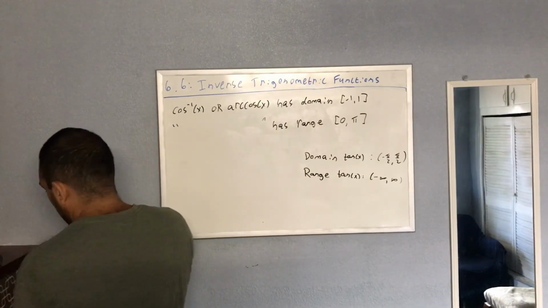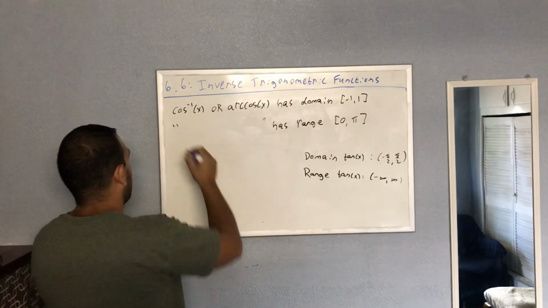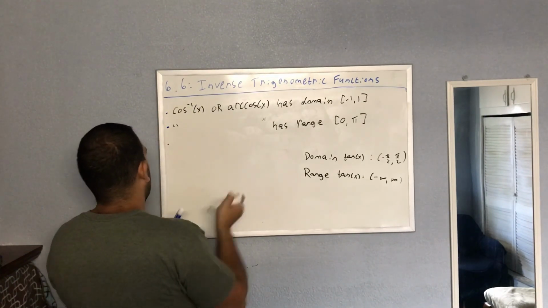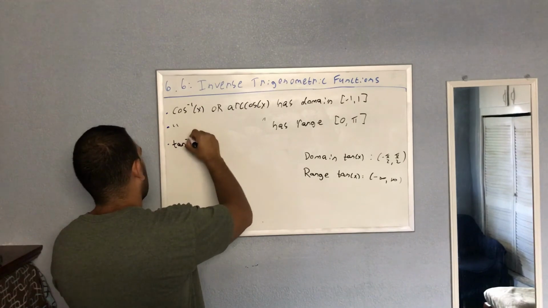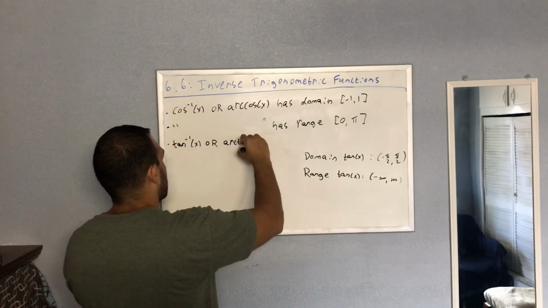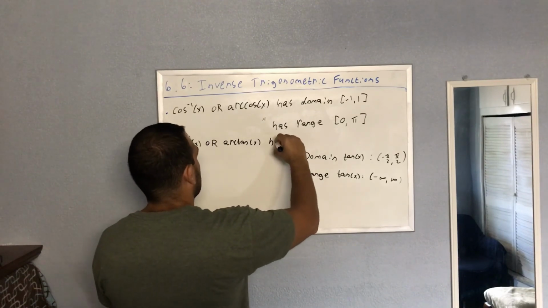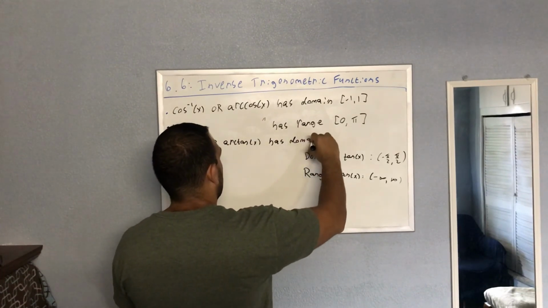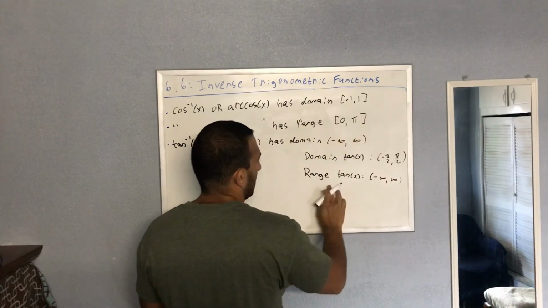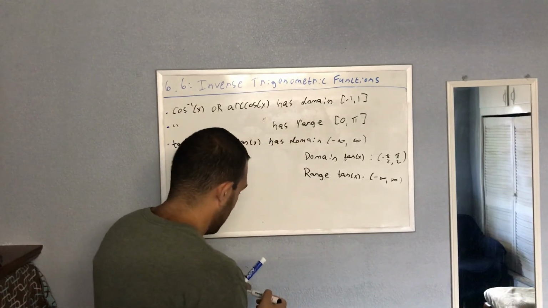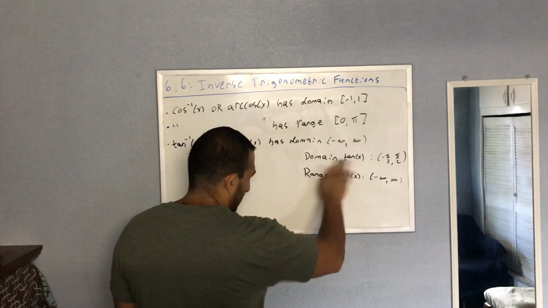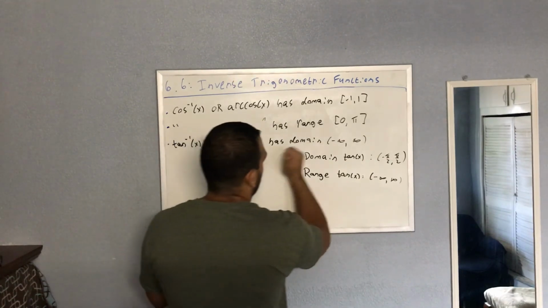So then, put like bullets here. So then tangent inverse, also known as arctangent or arctan, has domain negative infinity to infinity, the range of the old one, and the range is going to be the original function's domain.